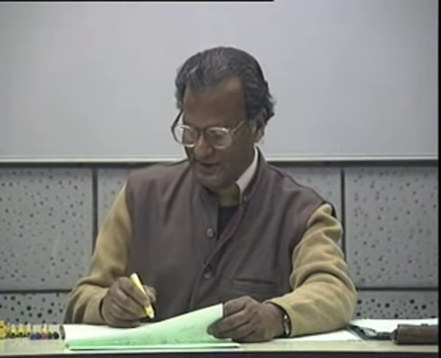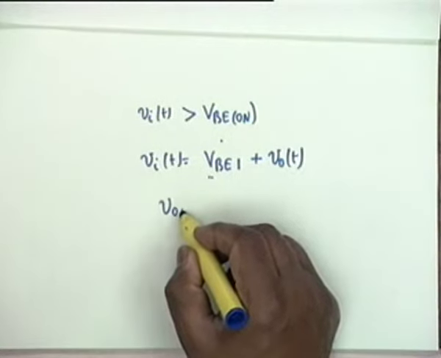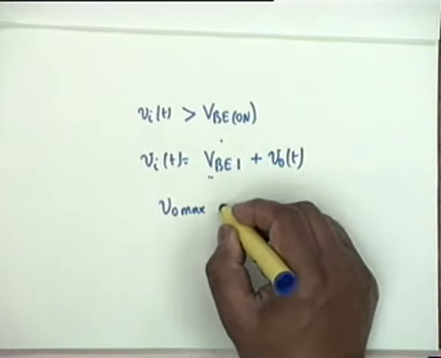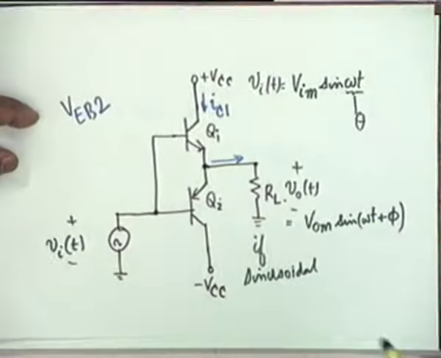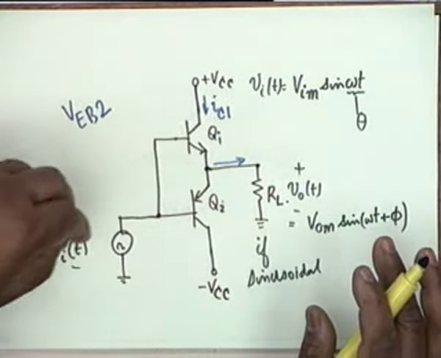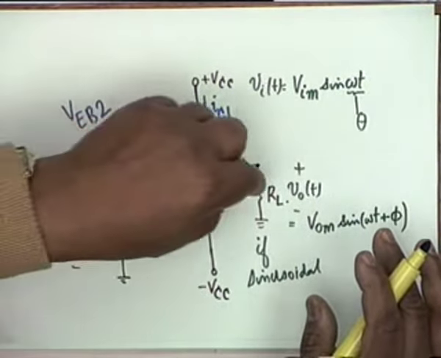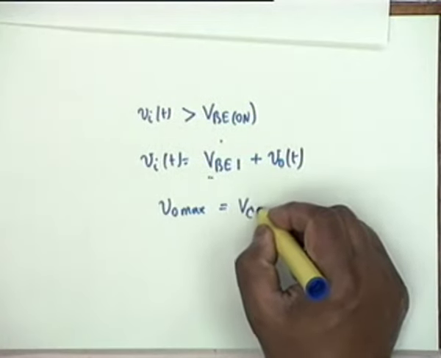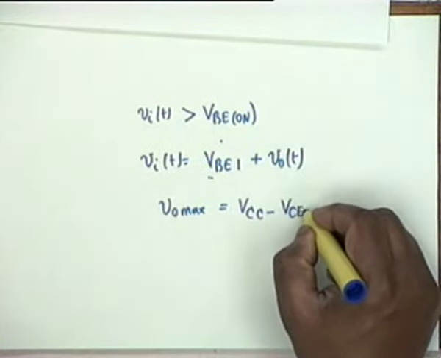Alright, now what can be the maximum V_o? Don't think of I am increasing V_i so that V_o can increase. But what can be the maximum? V_i max minus 0.7. That again depends on V_i. Suppose V_i is unrestricted. So V_CC minus... That is correct. The maximum value can be V_CC minus V_CE sat.